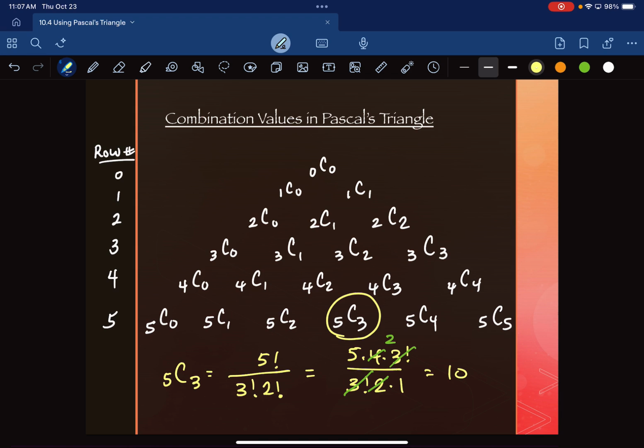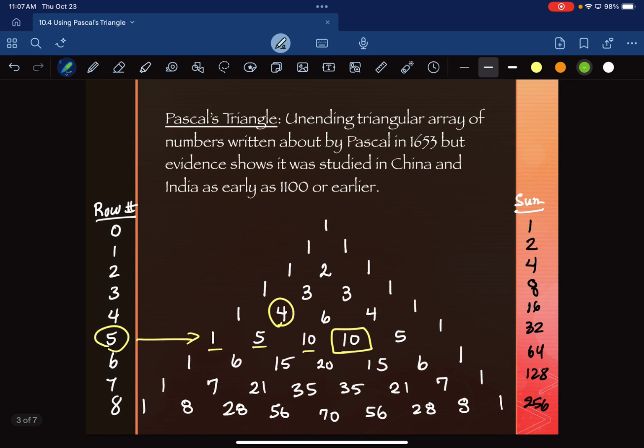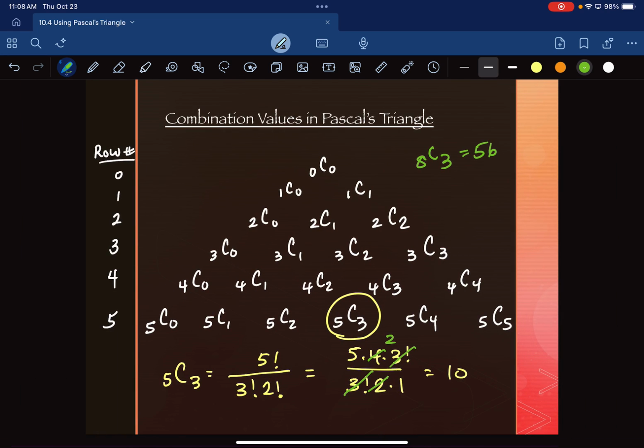So while I did not write out row 8, if I wanted to find 8C3, I would go to row 8, position, close. It's actually position 4. So it's always 1 beyond the 1. So on row 8, I don't count this 1 at the beginning, and I would do 1, 2, 3. So I'm technically in position 4. 8C3 is 56. And we can read it straight off of the triangle.